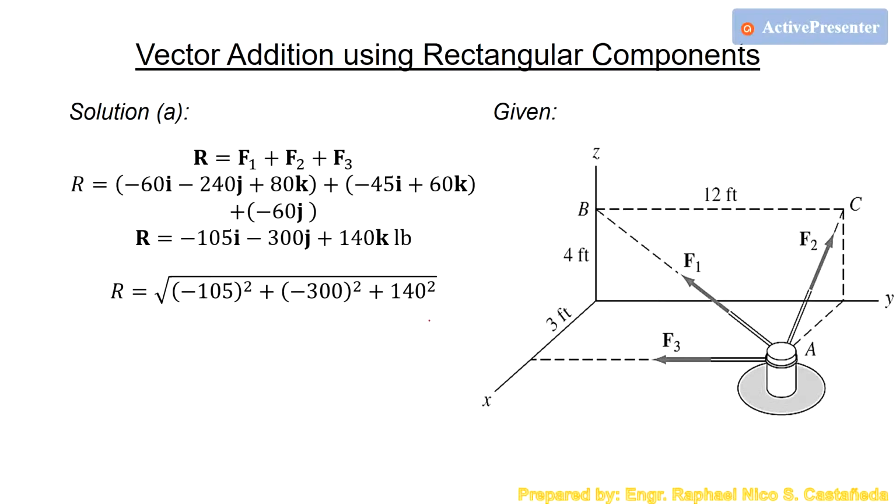Adding the vectors, we simply add F1, F2, and F3, then combine the common terms. We have negative 60i plus negative 45i, which is negative 105i. Then negative 240j minus 60j gives negative 300j. And 80k plus 60k gives 140k. This is the vector form of the vector sum, or the resultant of the 3 concurrent forces at point A. To get the magnitude of the resultant, we apply the formula for the 3 components of a 3-dimensional vector. So we get R equals 347.3 pounds.